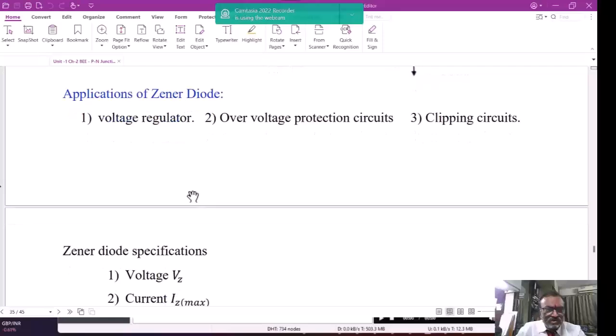Various applications of the Zener diode. A Zener diode can be used as a voltage regulator. It can be used in an over voltage protection circuit, or it can be used in a clipping circuit.